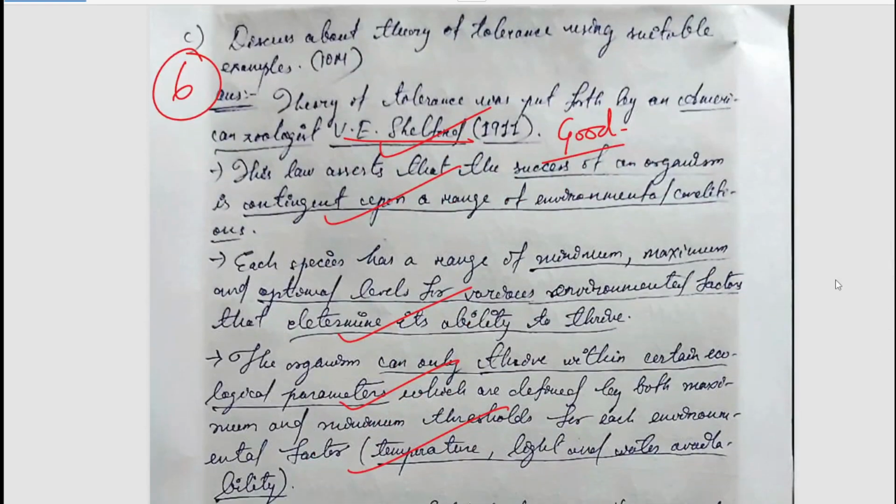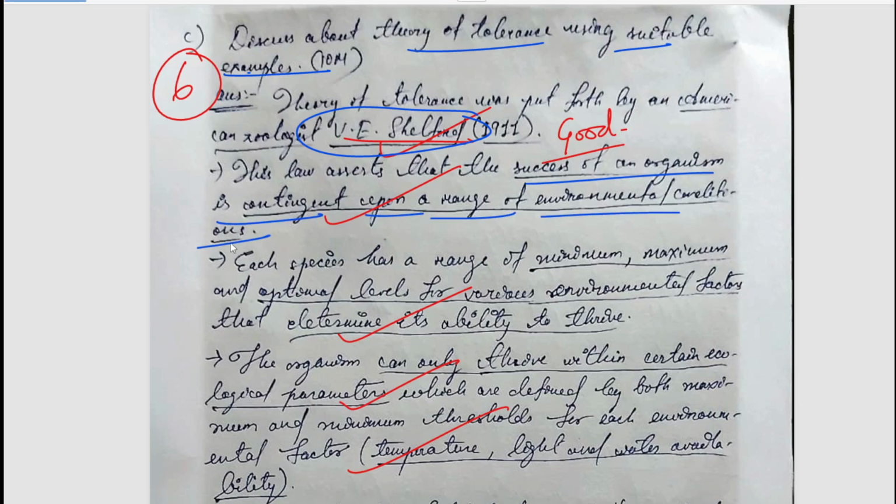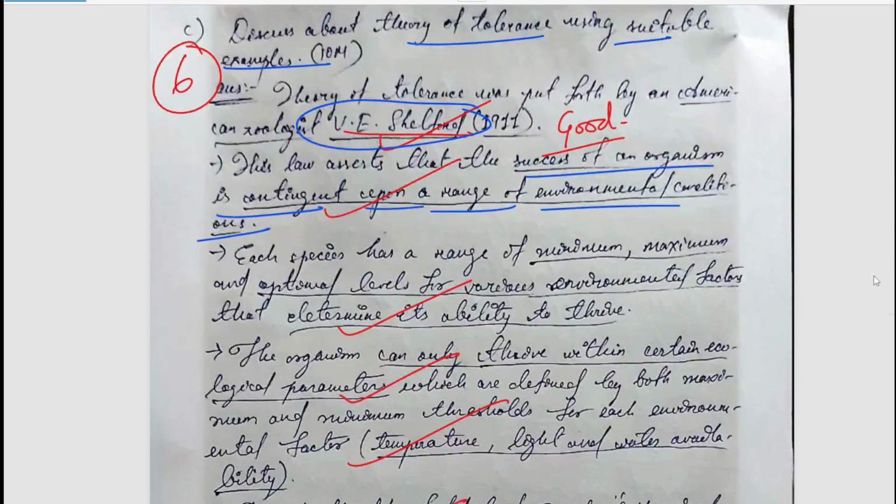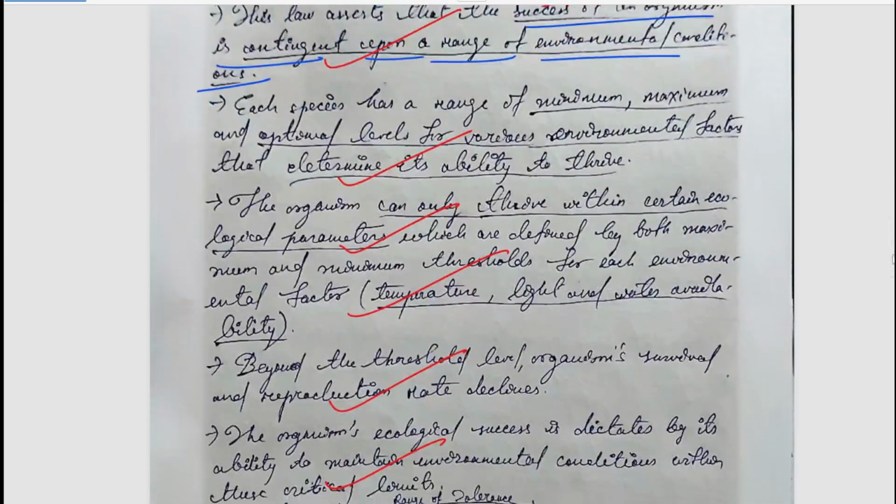Now let's move to the next question. The next question is discuss the theory of tolerance using suitable examples. So what is the theory of tolerance? It was given by V.E. Shelford, and this law asserts that the success of an organism is contingent upon a range of environmental conditions. That is, how much the organism can tolerate the environment. If the organism is able to tolerate a wide range of environment, obviously it will survive longer. If it can tolerate only a narrow range of environment, obviously it will be seen only in those narrow range of environments. So this is what the theory of tolerance is.